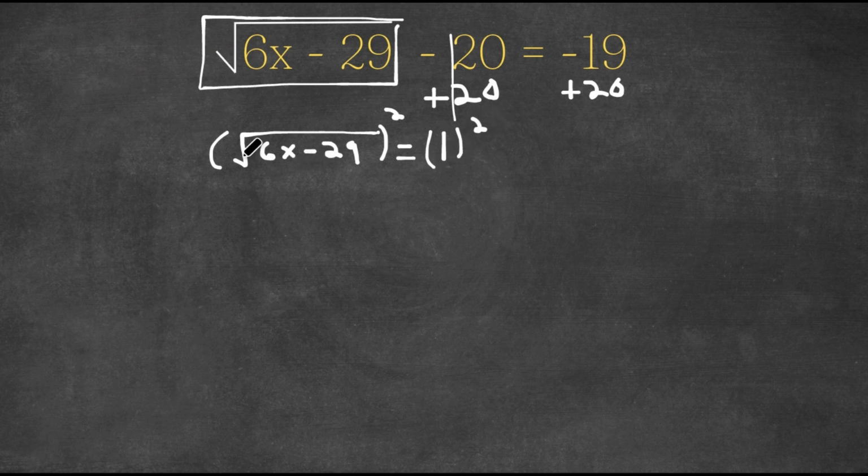And by doing this, the radical here would be canceled out. So on our left side, all we'll have is 6x minus 29. And on our right side, we have 1 squared, which is simply just 1. Now, as you can see, we have a basic and simple equation. We're first going to want to isolate x, so we add 29 on both sides.